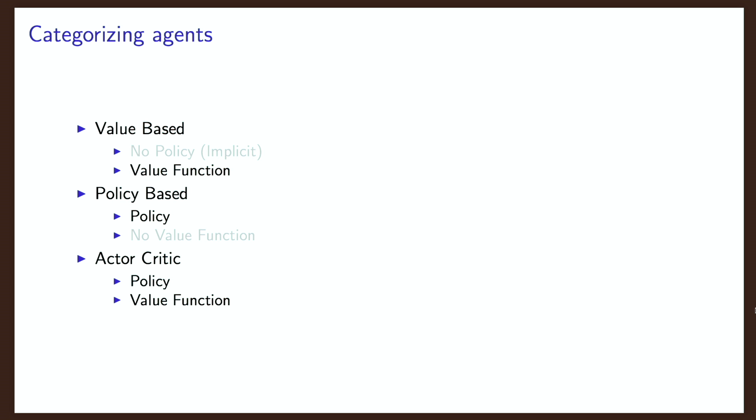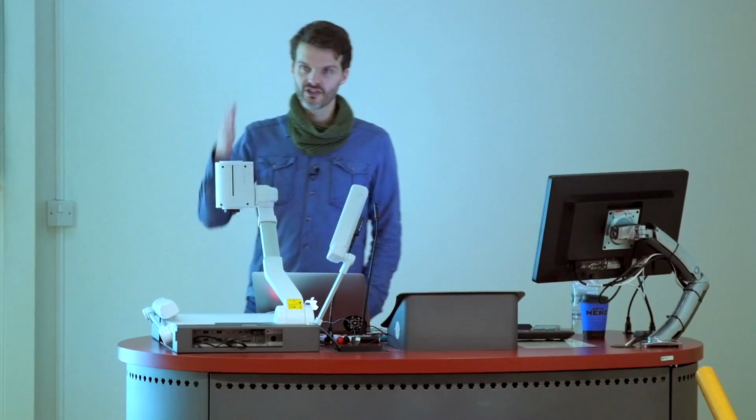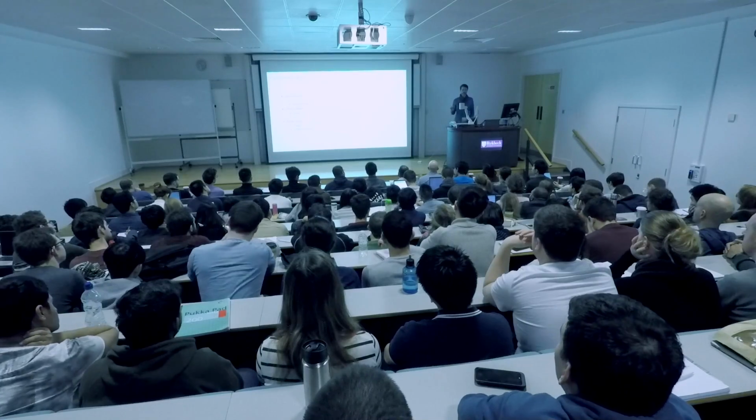And in fact, when I say value-based, I mean that there's not an explicit policy, but that we construct the policy from the value whenever we need it. Alternatively, and maybe this is the simplest example, there could be a policy-based agent, which just has a representation of your policy, some mapping from states to actions, and doesn't have an explicit notion of value.